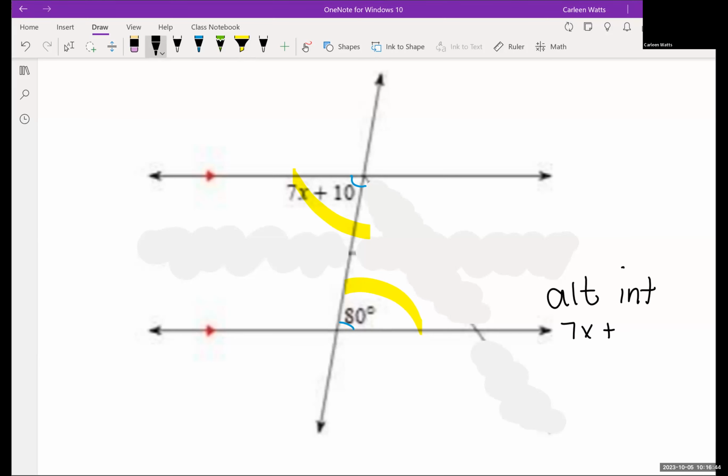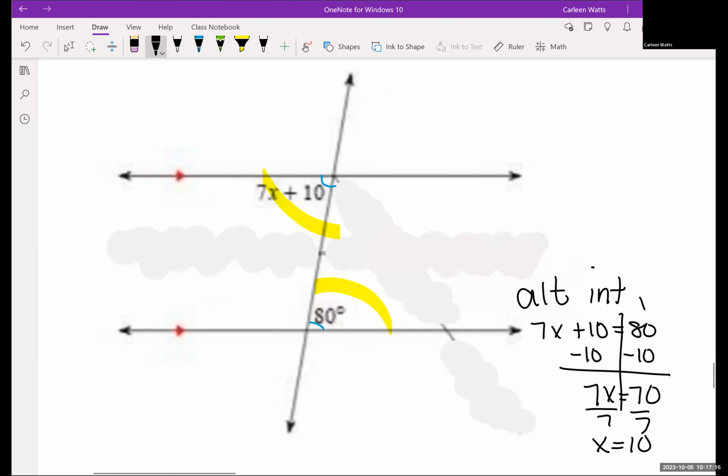So 7x plus 10 has equal measure to 80. Draw a line down the equal sign, minus 10 to both sides. We are not combining like terms. We are isolating the variable. Okay, divide by 7, x is equal to 10. So we have alternate interior and we have x is equal to 10, and we showed our steps.